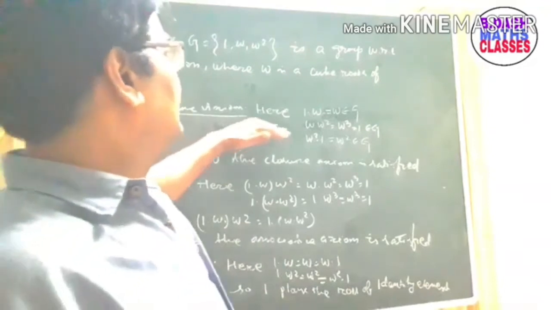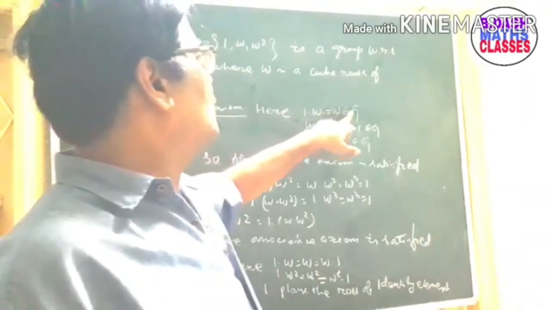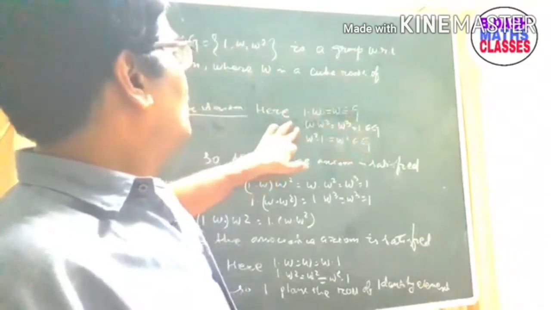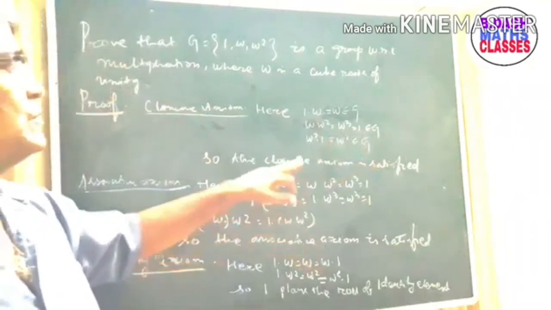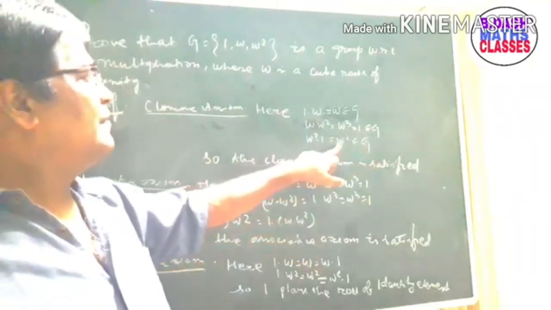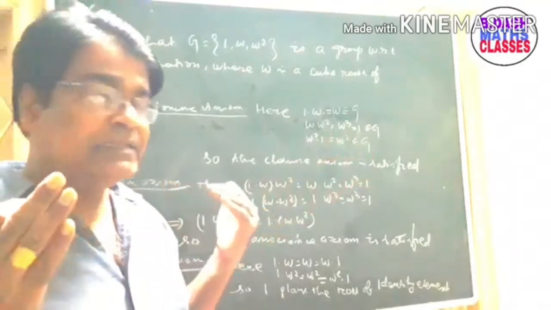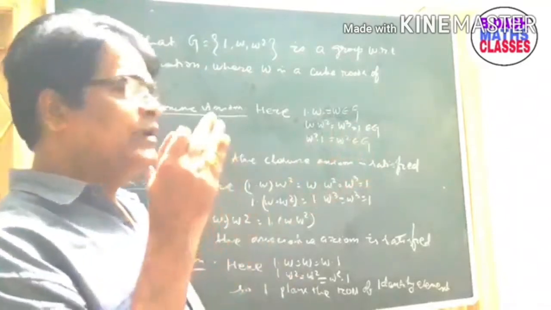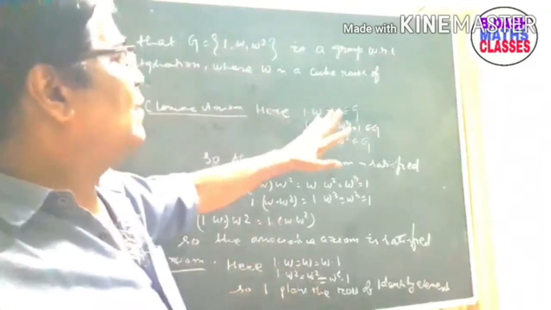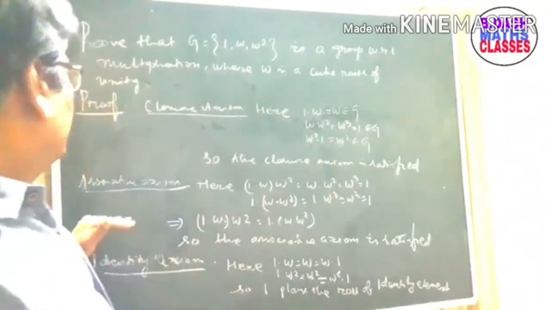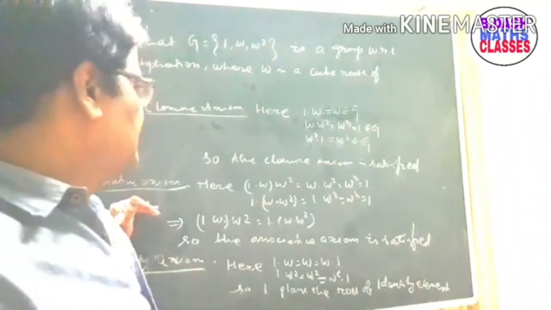So closure axiom: here we are getting 1 × ω = ω, which belongs to G. ω × ω² = ω³, which is 1, belongs to G. ω² × 1 = ω², belongs to G. So the closure axiom is satisfied, because if you take the multiplication of any two elements from G, they are also in G. After that, let us proceed to the associative axiom.